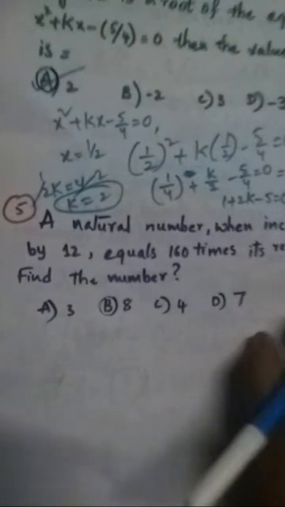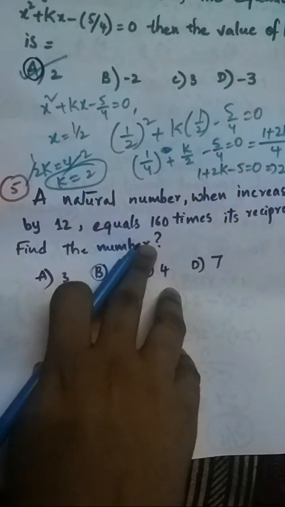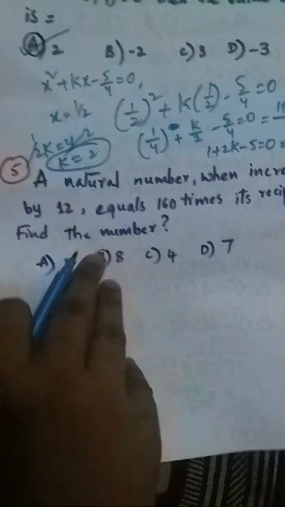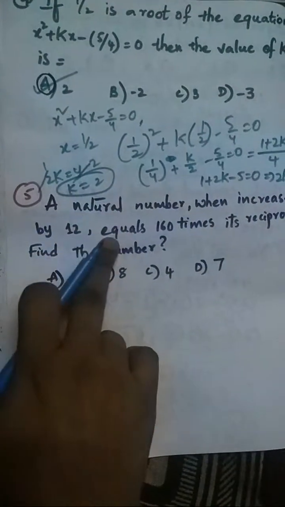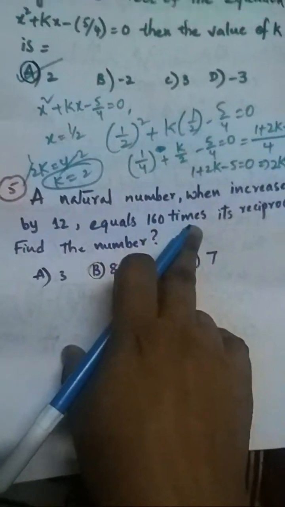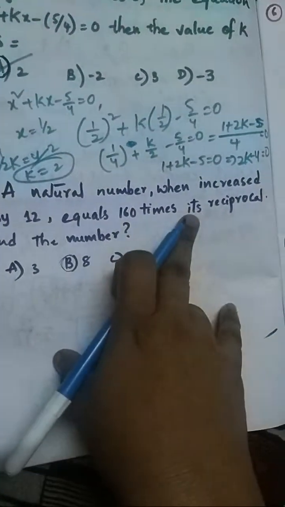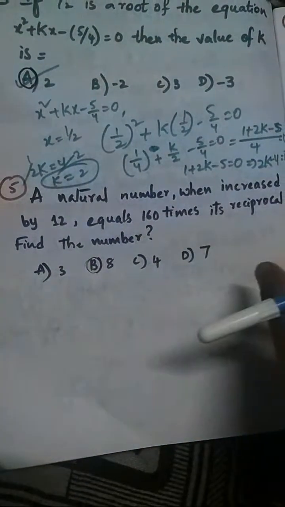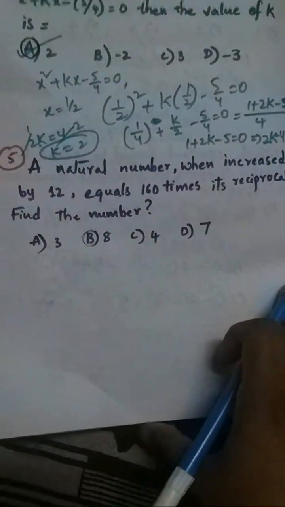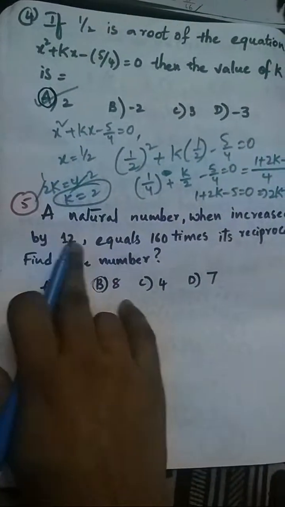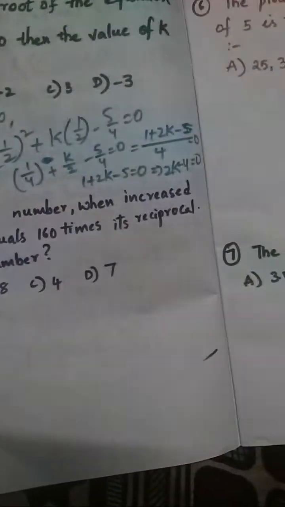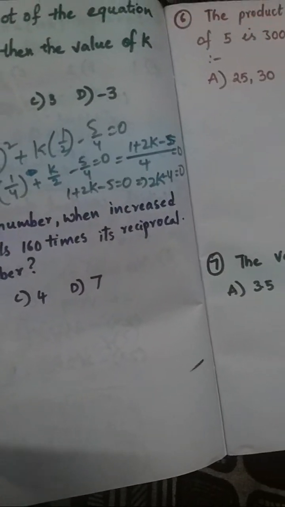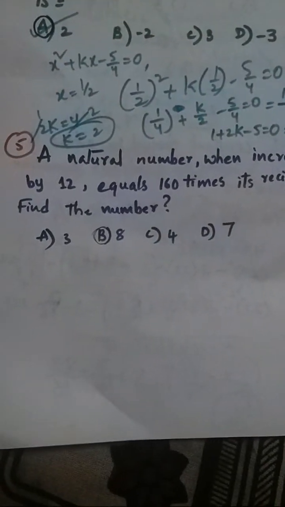Okay. Now the fifth question: a natural number when increased by 12 equals 160 times its reciprocal. Find the number. A natural number when increased by 12 equals 160 times, means what, children? This question we have to understand. Whenever this type of question is given, we have to solve how we have to choose the correct option.